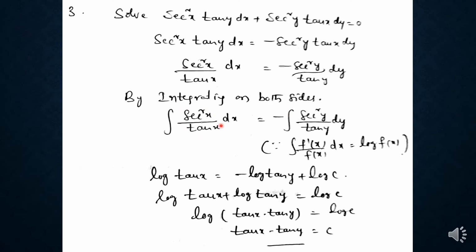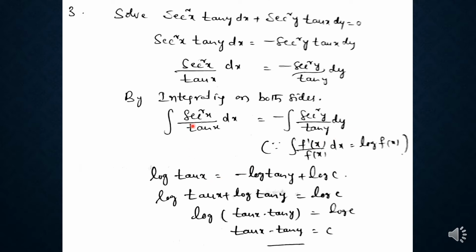So here in the left hand side, this is in the form of f dash x by f of x, because if we take f of x is equal to tan x, then what is its derivative? f dash x is equal to secant square x dx. So this is in the form of integral f dash x by f of x dx, which is equal to log f of x, means log tan x. See in the right hand side also, minus integral secant square y by tan y dy. This is also in the same form, that is equal to log f of x.